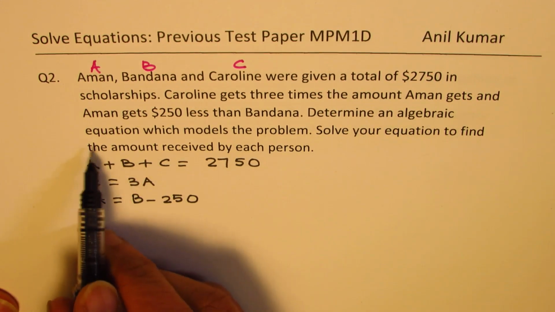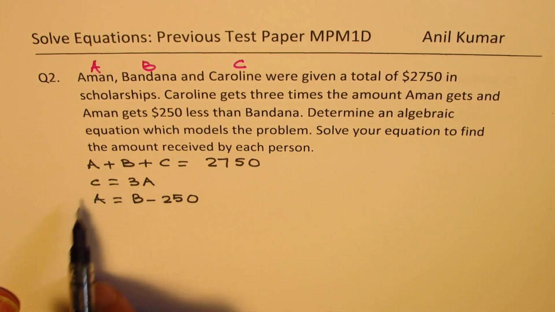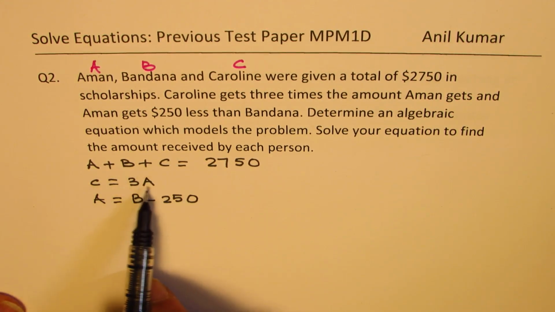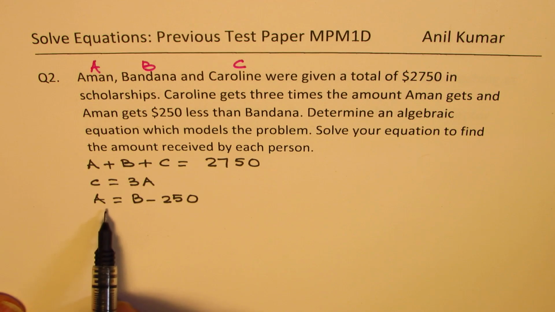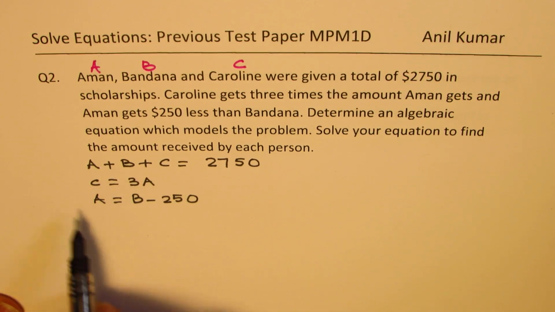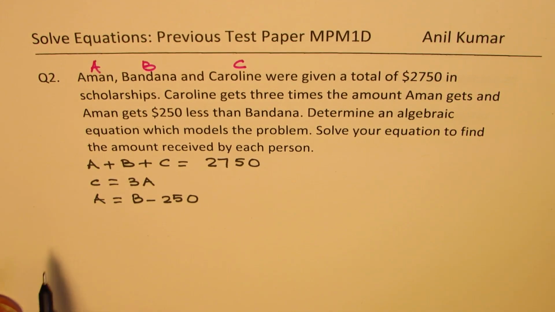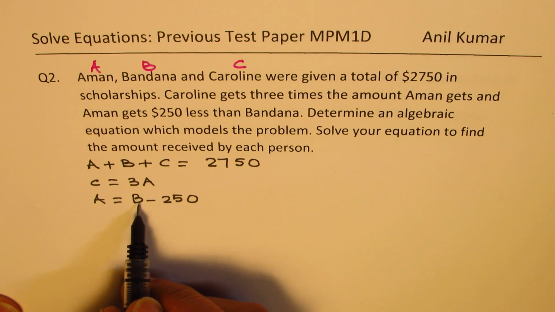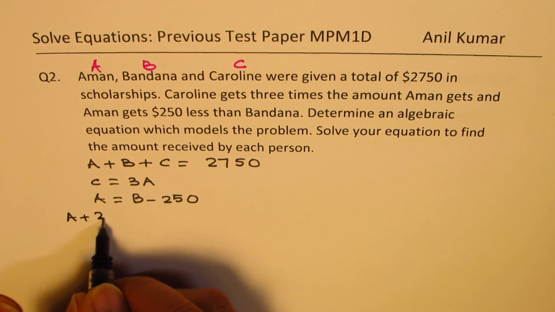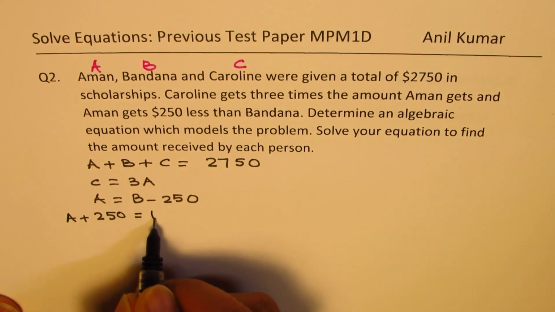Determine an algebraic equation which models. So now we got all this, right? So we can substitute the value of C as 3A and A as B minus 250 in this equation, correct? And then we can find each value. So I'll prefer to write everything in terms of A, right? So we can write from here what B is equal to, right? So we can say A plus 250 is equal to B.